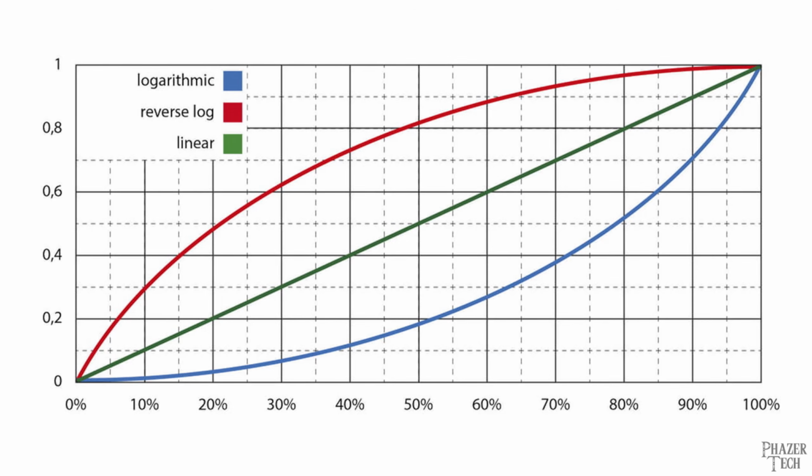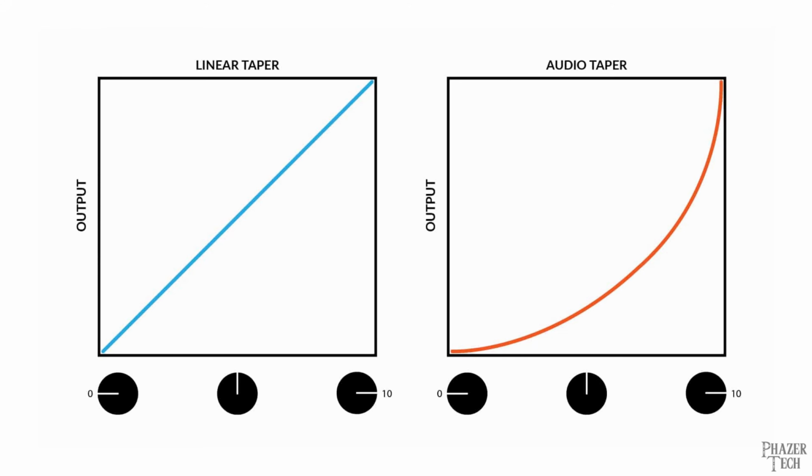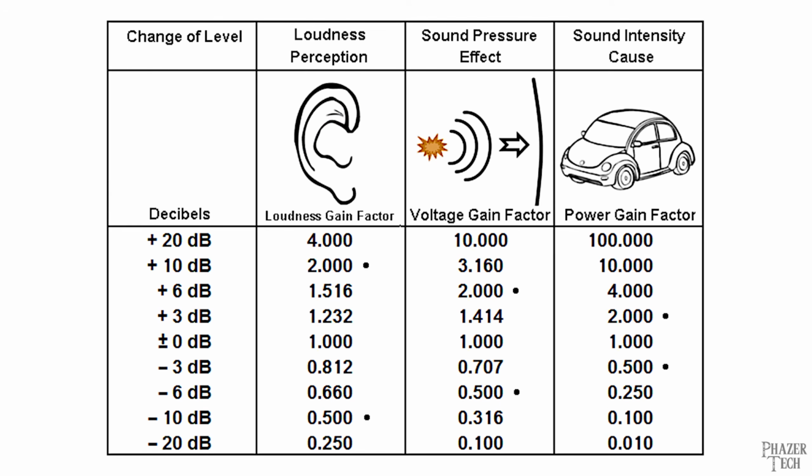Now, another name for logarithmic pots are audio pots. This is because audio doesn't follow a linear increase in loudness as you increase the power. For example, if you provide double the power to a speaker, you'd expect it to be twice as loud, but that's not the case. It would only become marginally louder. That's because audio follows a logarithmic scale in this regard, which is why logarithmic pots are sometimes called audio pots.